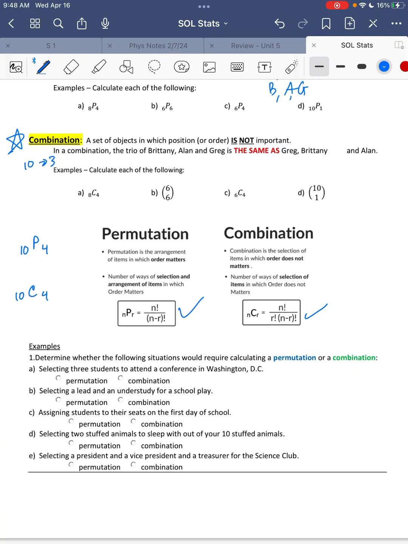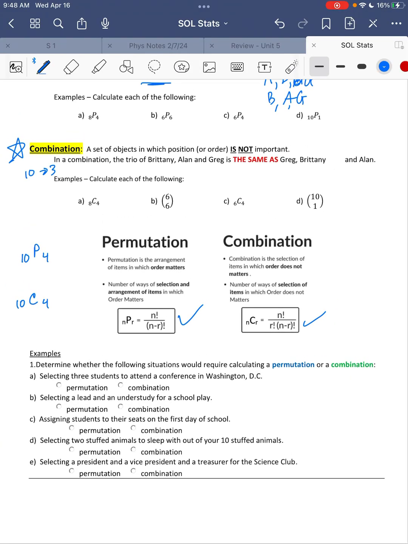So when somebody says you're selecting 3 students to attend a conference, nobody mentioned anything about them doing different jobs. Those 3 people are doing the same thing. That's a combination. Selecting a lead and an understudy, well, that's 2 different jobs. That's a permutation. Assigning people to their seats, well, different seats mean different things, right? If you sit in the first seat or the second seat, that's a different thing. That's a permutation.